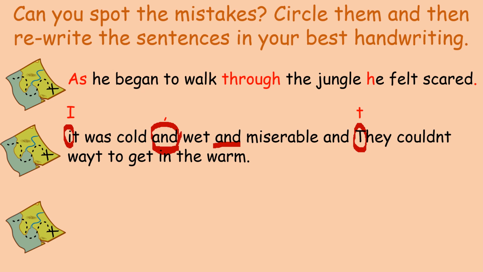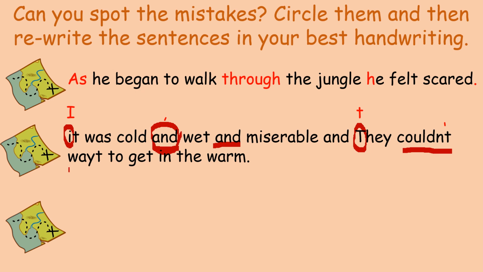Again, here for the word couldn't, I have combined two different words into one, and I've missed out a letter. Now when I put two words together and miss out a letter, I always need to add some form of punctuation. Okay, what punctuation do we use there? We can use an apostrophe. It was cold, wet and miserable, and they couldn't wait.